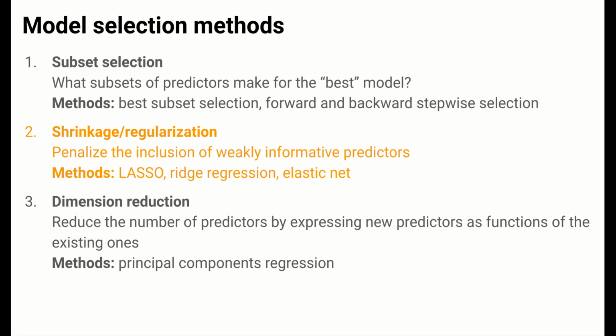To give a big picture overview, these methods mathematically penalize the inclusion of predictors that are only slightly informative of the response. The LASSO, ridge regression, and elastic net methods are commonly used shrinkage methods. Because all three share core conceptual features, we'll focus on the LASSO method for illustrating ideas.